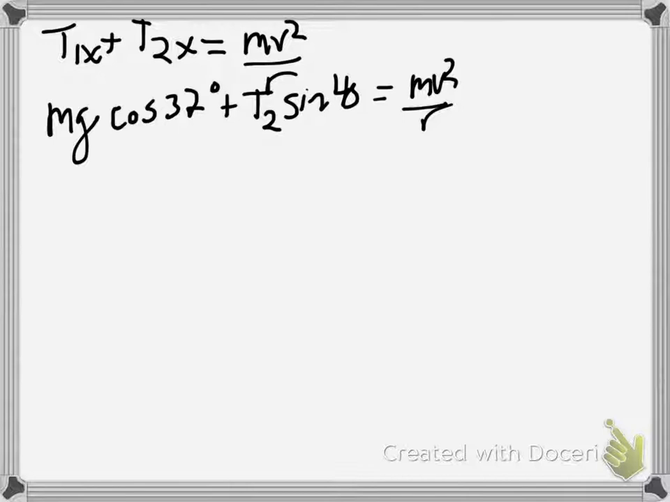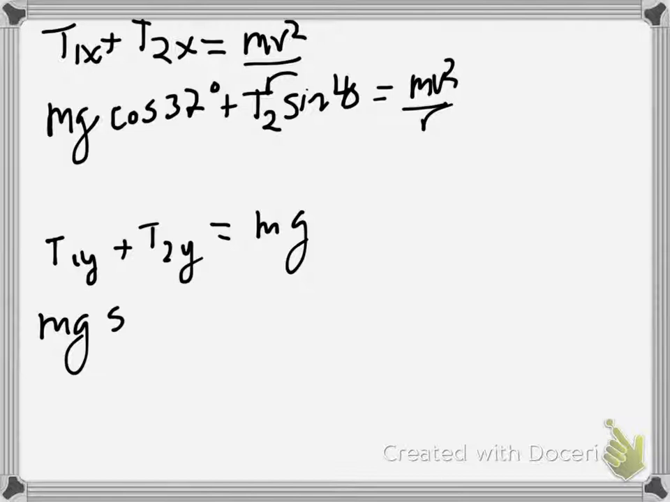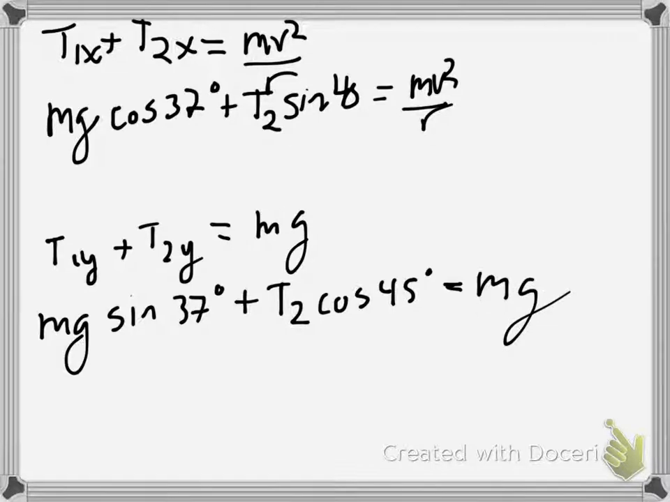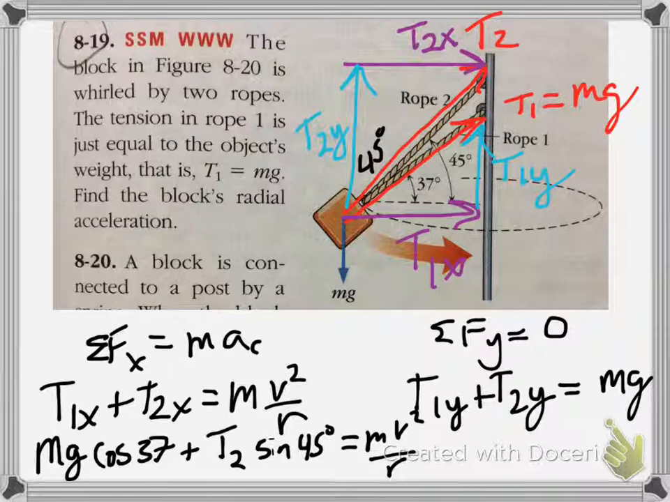And the other statement was T1y plus T2y equals mg. T1y being mg sine 37 plus T2 cos 45 equals mg. Let's take a look. It's because I chose 45 there. And since it's 45, it really doesn't matter, because it's like the same thing.